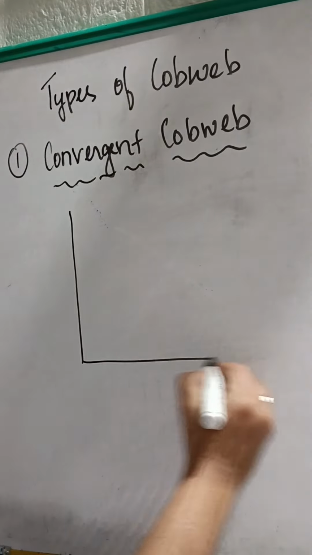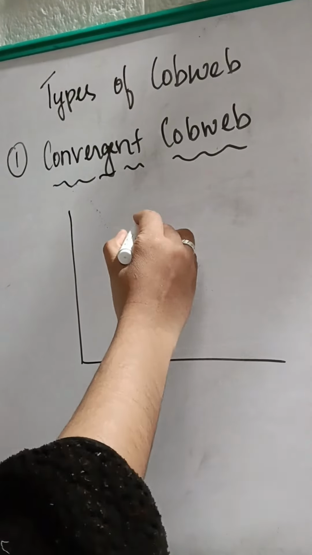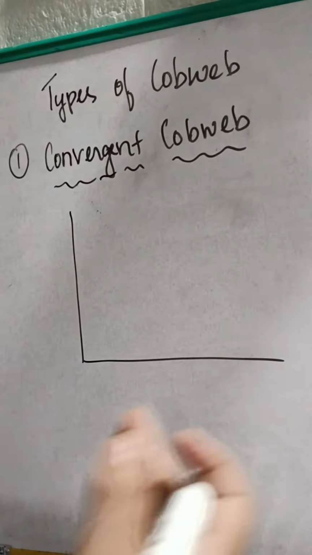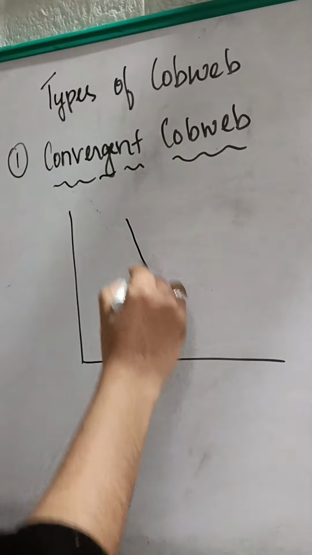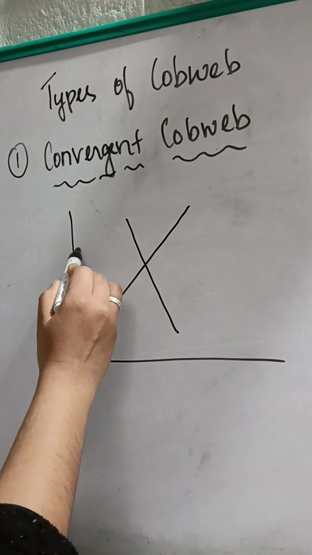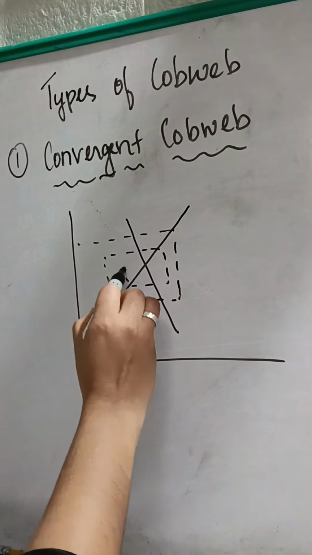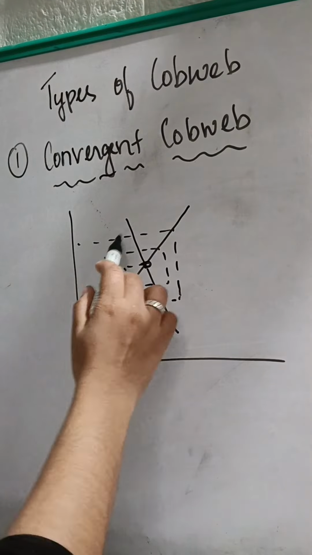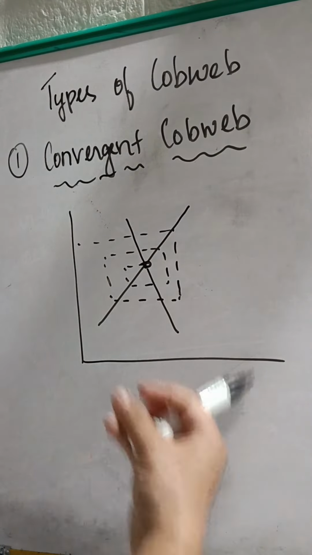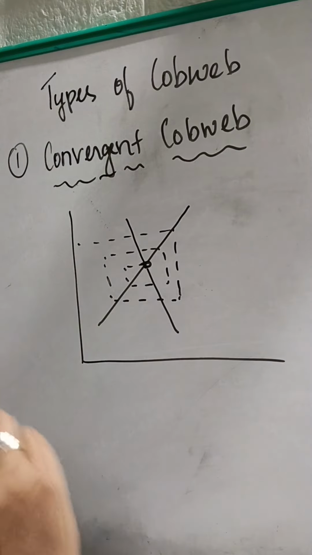That means our supply curve will be flatter, and demand is steeper. So here our demand curve will be steeper, whereas supply curve will be flatter. So in this case, you see that the fluctuations will converge, will come back to the equilibrium point after some time, like demand, supply, again price increase. So it goes on and it comes back to the equilibrium point after some time. So that's why it is convergent Cobweb.